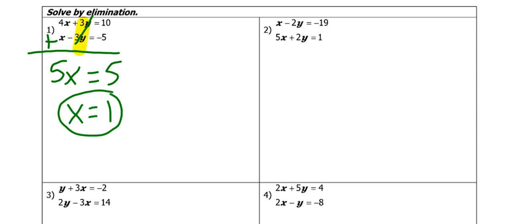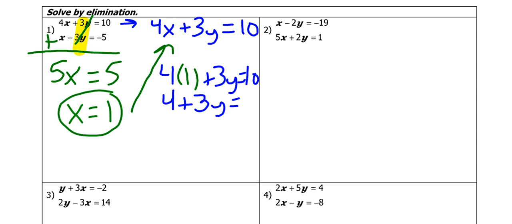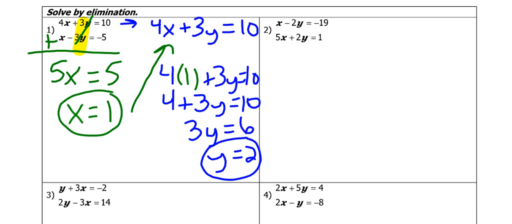Now to get the value of y, I'll use the top equation, 4x plus 3y equals 10. I'm going to put this x equals 1 into the x from that first equation. So I have 4 times 1 plus 3y equals 10. 4 times 1 is 4, so now I have 4 plus 3y equals 10. I subtract 4 from both sides and get 3y equals 6. Then when I divide by 3, I get y equals 2. So if x equals 1 and y equals 2, our final answer is (1, 2).